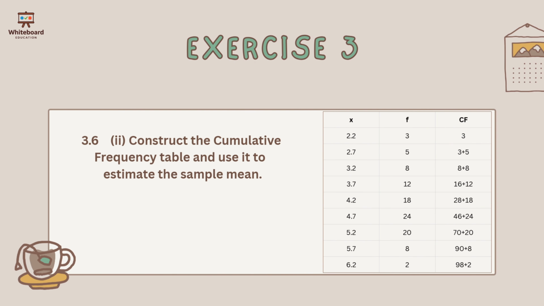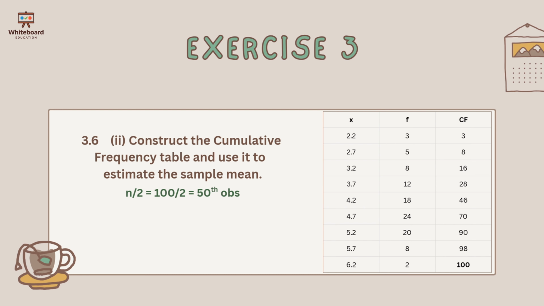Next is part 2, where we first need to construct the cumulative frequency table and then find the estimated sample mean. Here you can see we have added the CF column, where we add all the frequencies as so. These are the values of cumulative frequency. Here we find the observation where the mean is present.